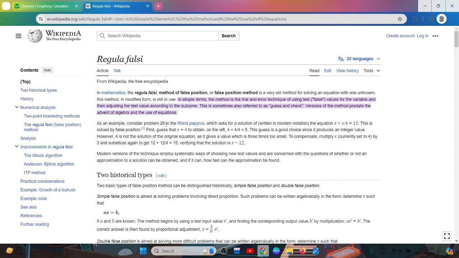The Regula-falsi method, that is the method of false position, is a very old method for solving an equation. This method is a trial and error technique, and we use a false value, that is a test value, for the variable, and then adjust the test variable according to the outcome. So this is named the false position method.